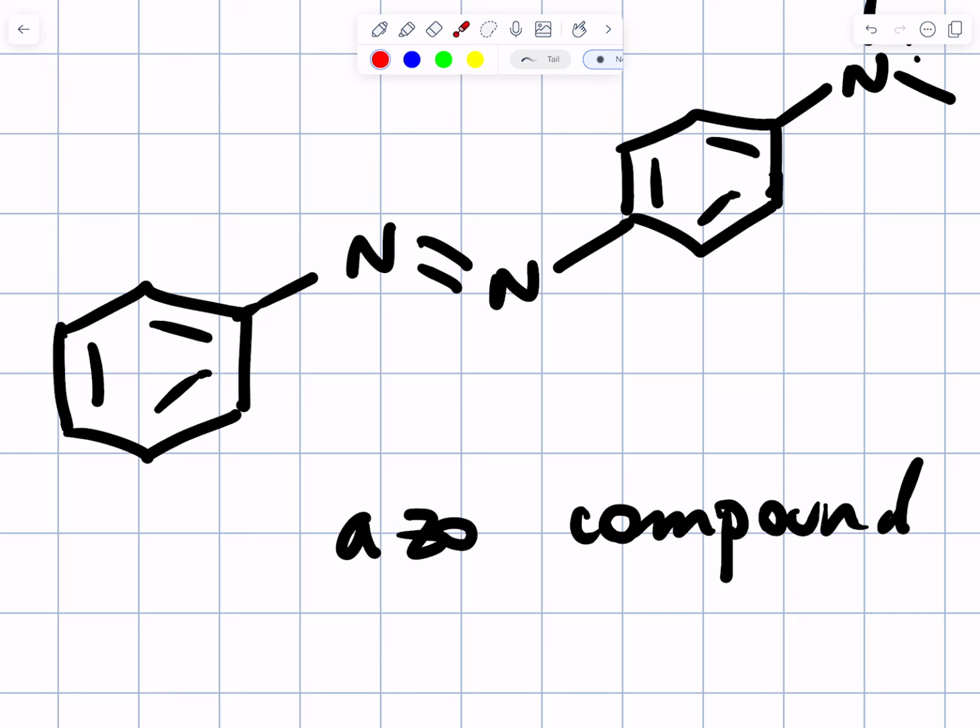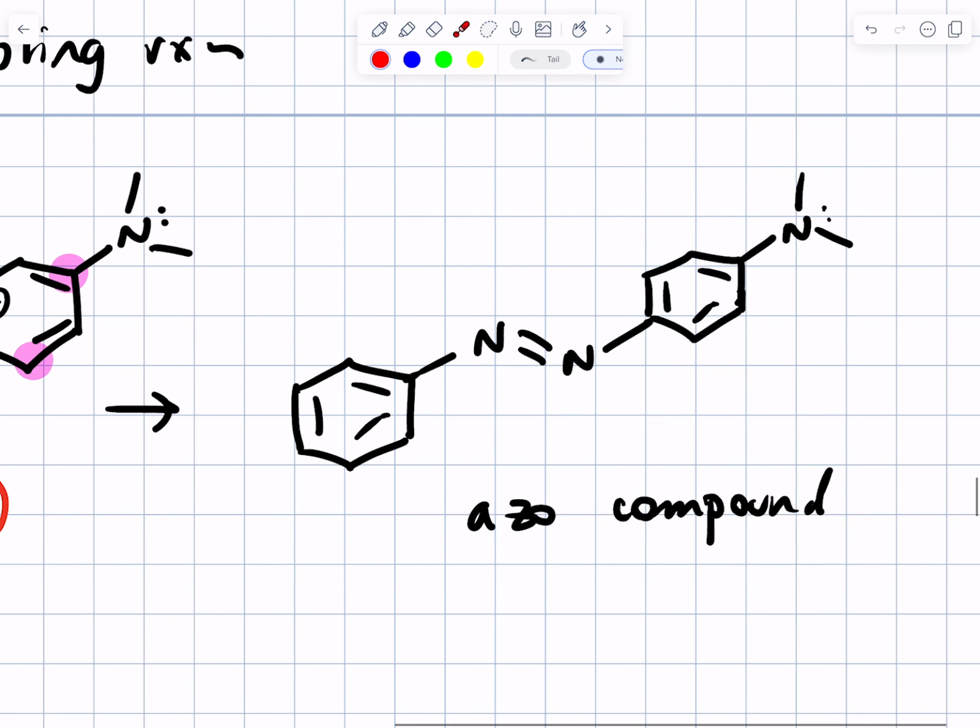Sorry, I'm trying to remember some stuff I learned from my research. You can photoisomerize from trans to cis, cis to trans, based on the situation. We won't worry about it. We'll always draw the trans product.